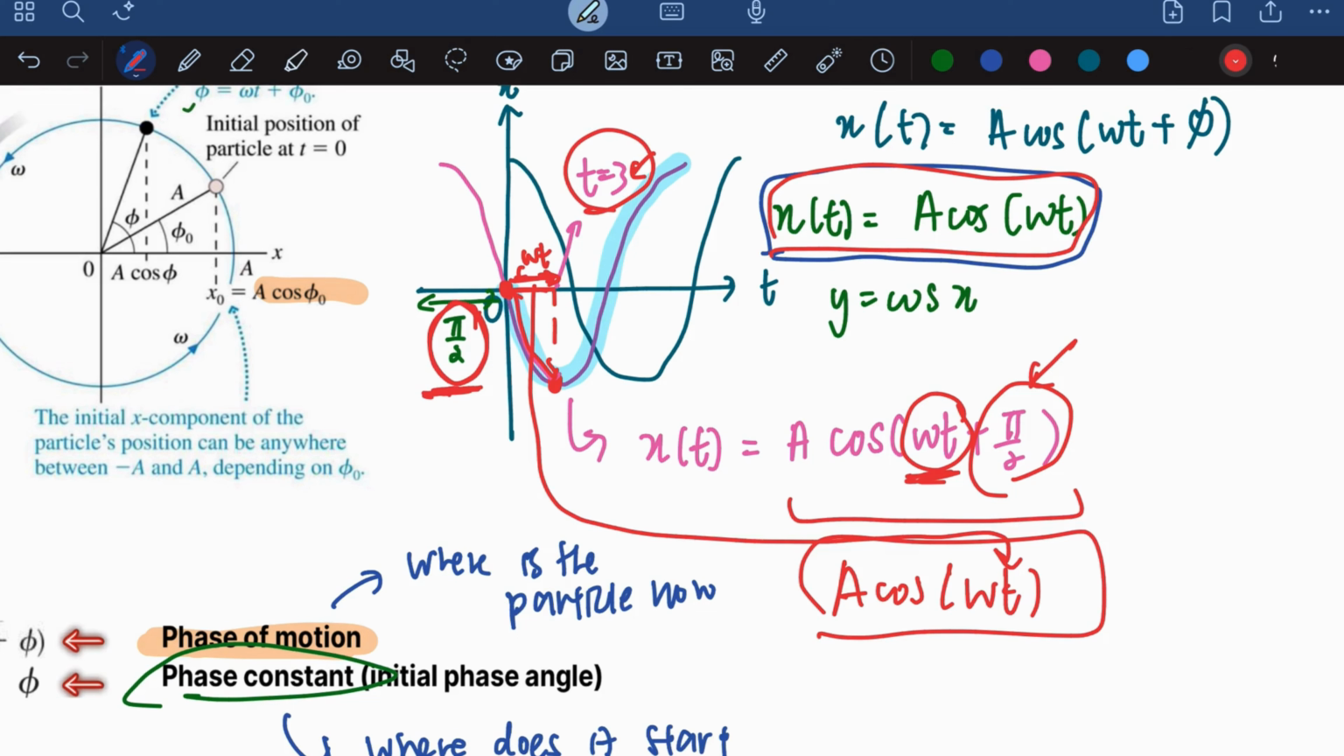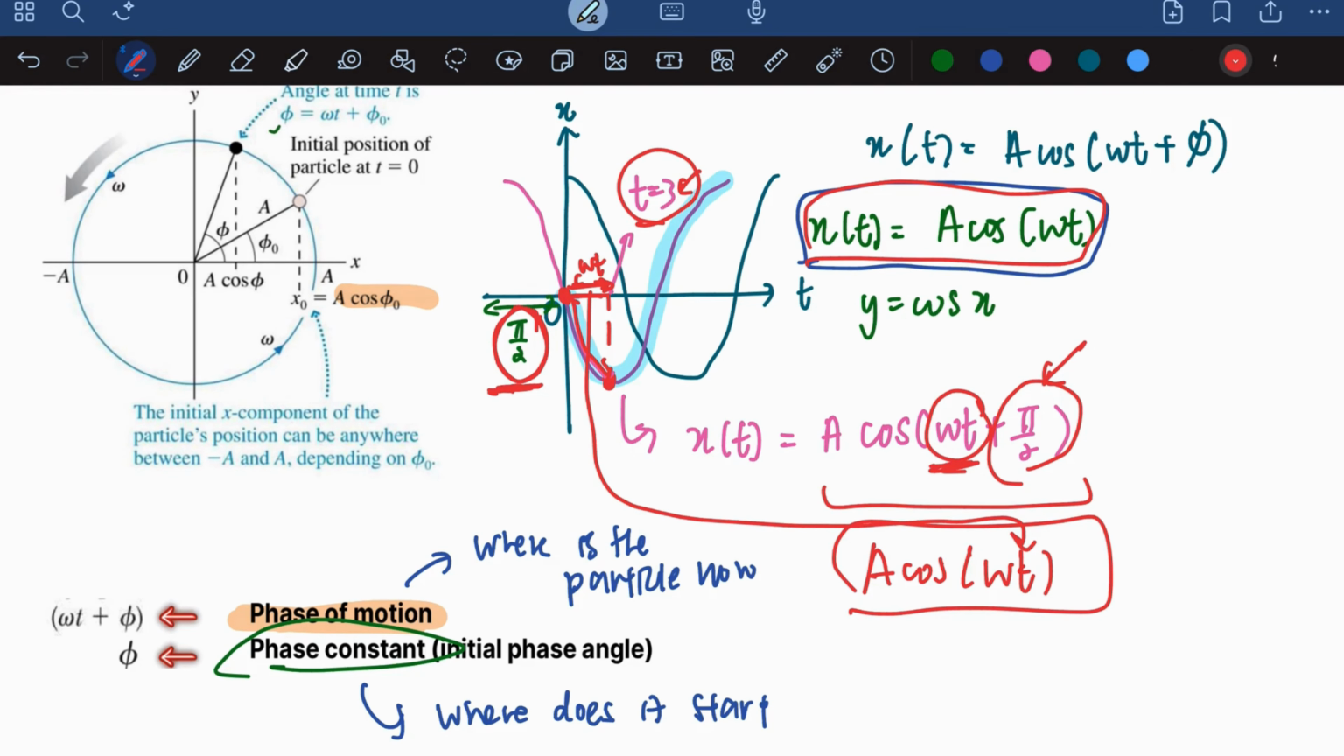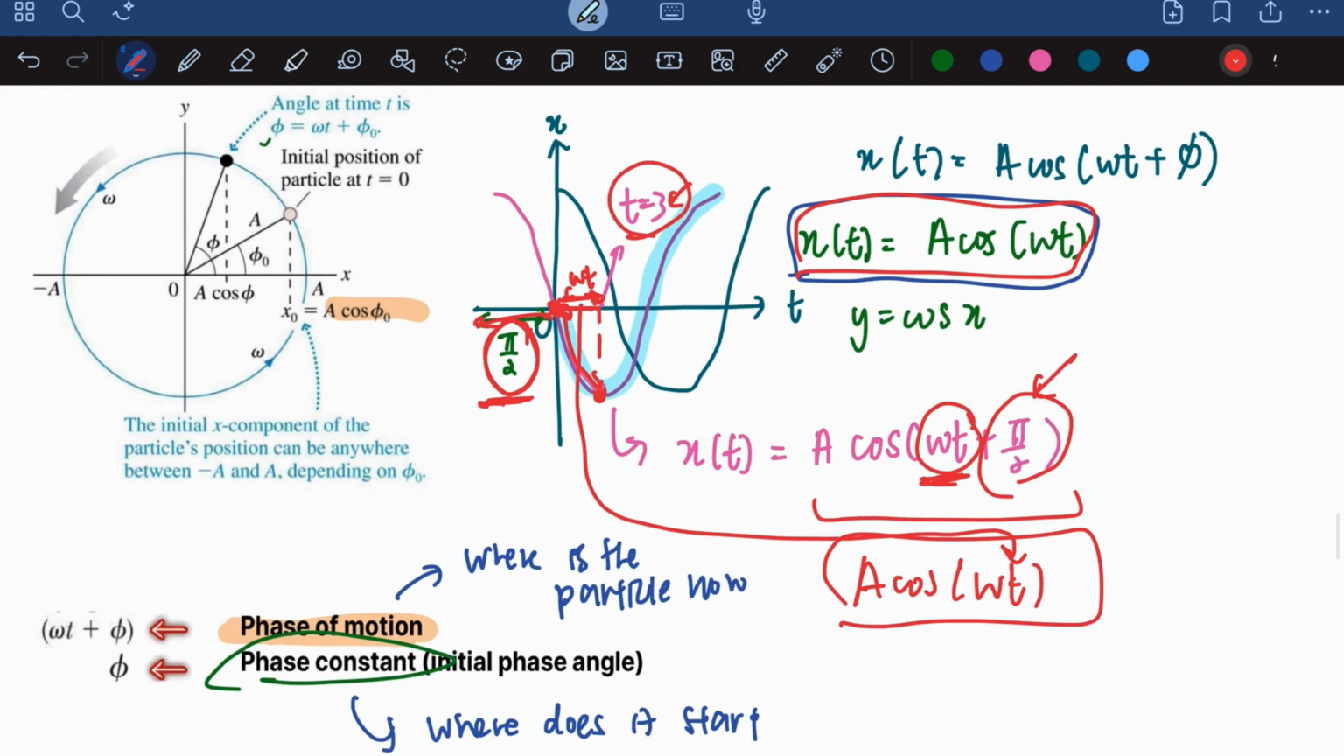Okay, so phase constant is where it starts. We have moved it by pi over 2, so that is exactly where it starts, and that is the initial phase angle. Phase of motion is where the particle is specifically now. For instance, I have picked this point just now. You measure this angle, which can be measured using omega t. T is your time, omega is angular frequency. Then add pi over 2 because we have shifted by pi over 2. So we must take that into consideration. You add them, and you will get your phase of motion.